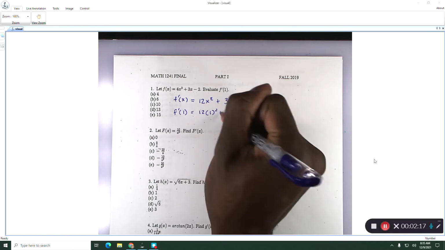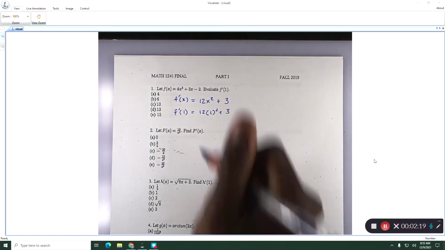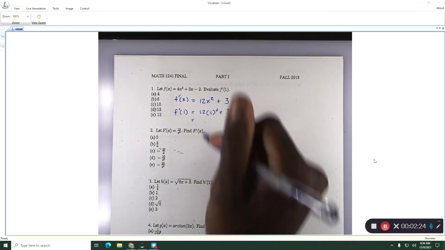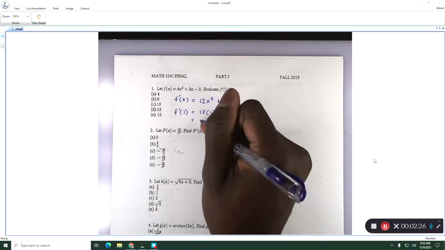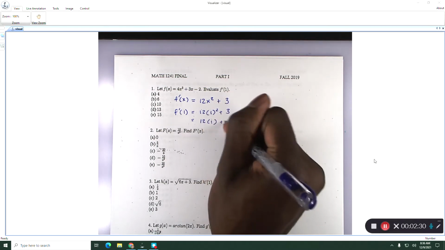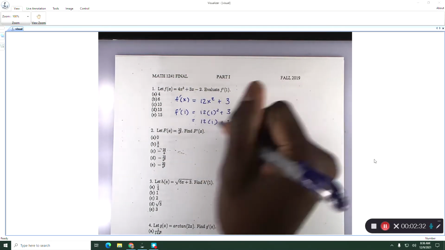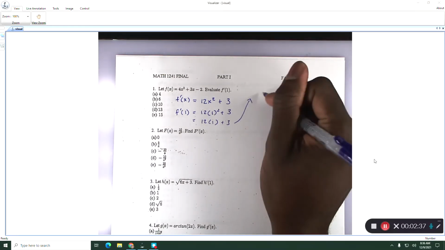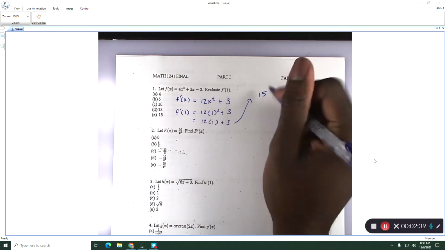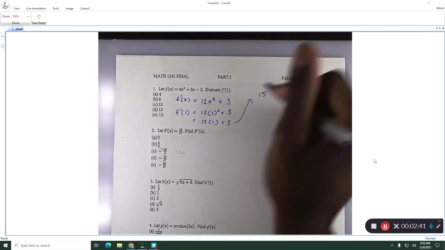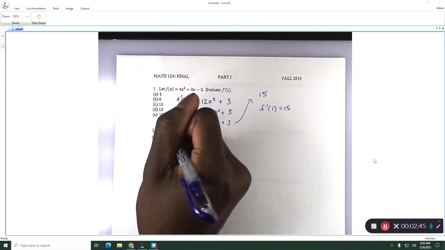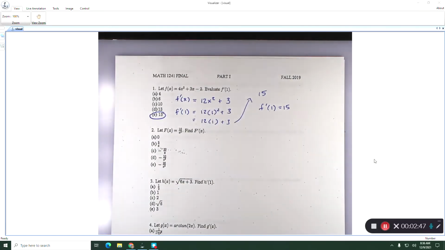Pretty simple. I'm going to work it out in a little bit more detail than usual, but I plug in 1 for x. 1 squared is 1 times 12. I'm just reiterating that. So we have 12 plus 3. We get a final answer of 15. So f prime of 1 is equal to 15. Pretty simple. And that is answer choice E.